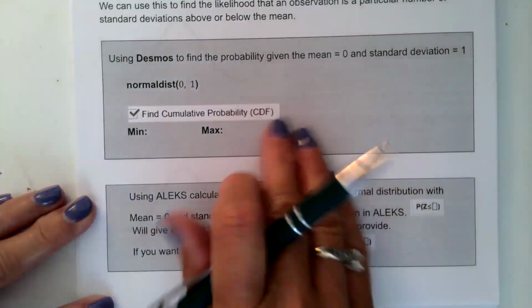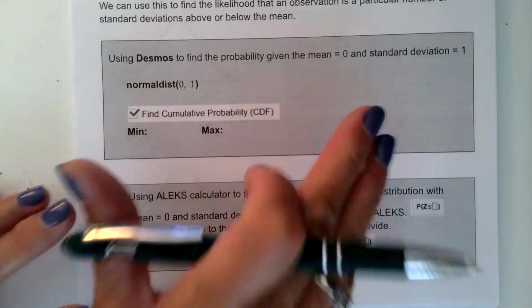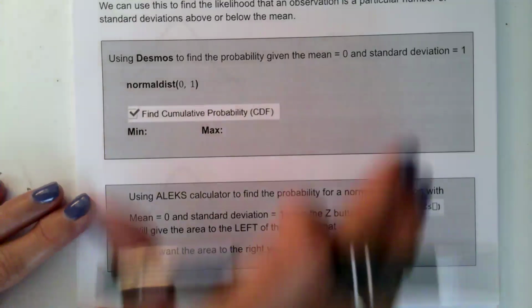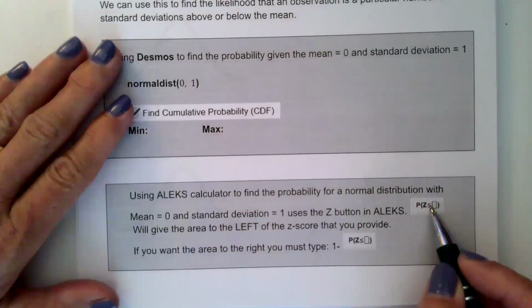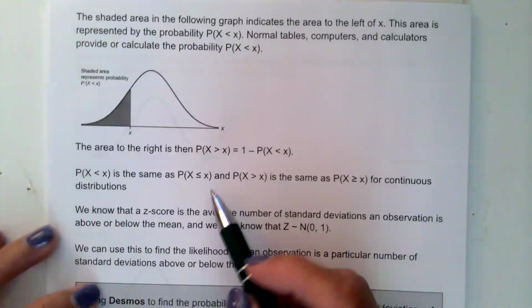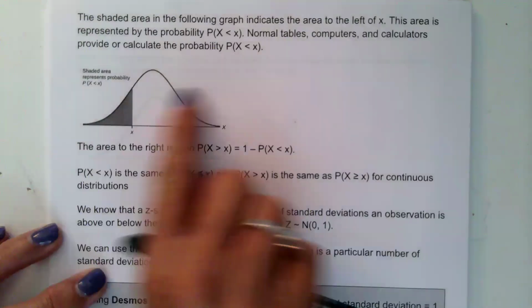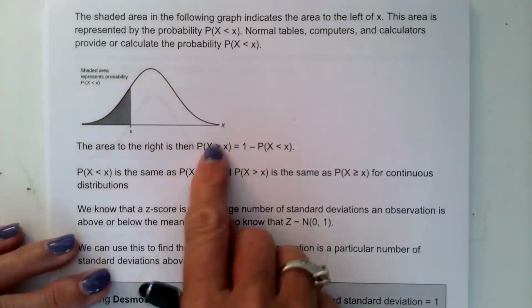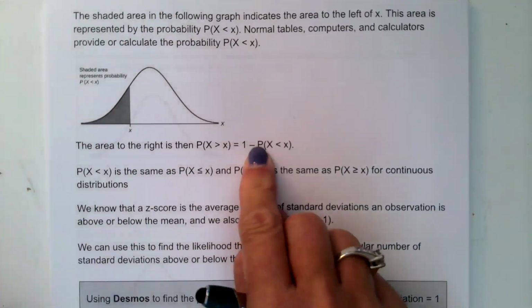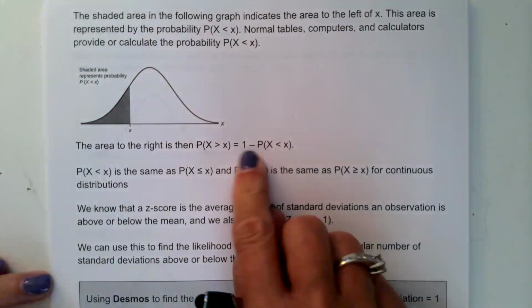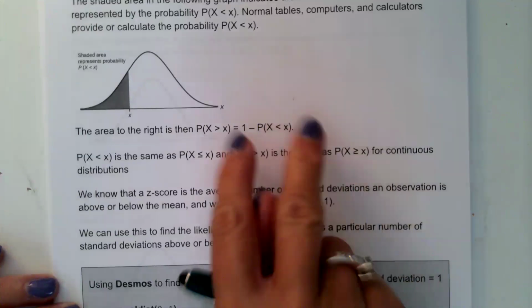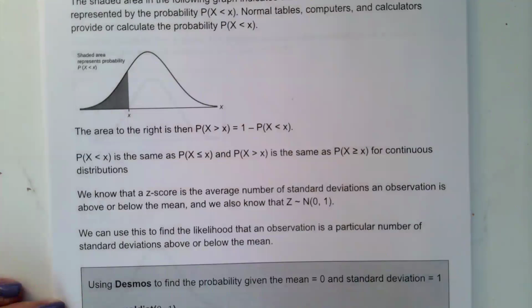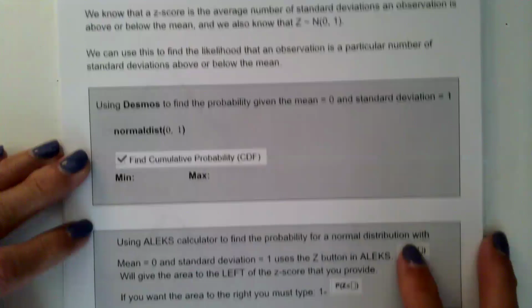The nice thing about Desmos is you can see it on the curve and on the graph visually to help you understand. But in coding and ALEKS, we're going to be using this less than button. If you want to find the area to the right, sometimes we do want to find that, then we're going to have to use the complement, which we've learned about in probability. So we're going to have to take 1 minus the probability of a less than. So it's important that you know which area you're looking for.